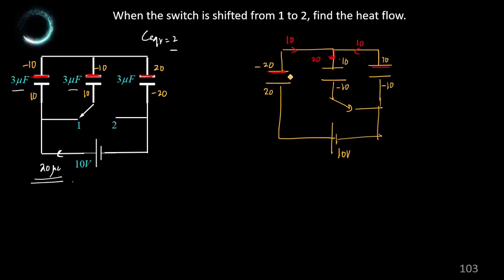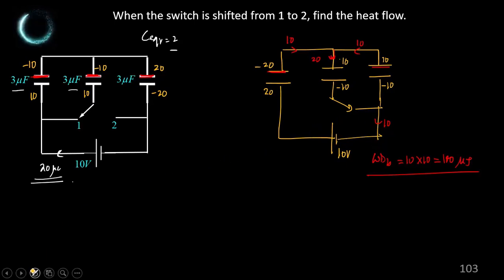So 10 is coming, now 20 is going down. Okay. So now what you can calculate in that situation: work done by the battery is how much? How much charge is flowing? So through that battery, again 10 microcoulomb is coming. So 10 is flowing. So work done by the battery is how much? 10 into 10, that is 100 microjoule. Okay, positive number.